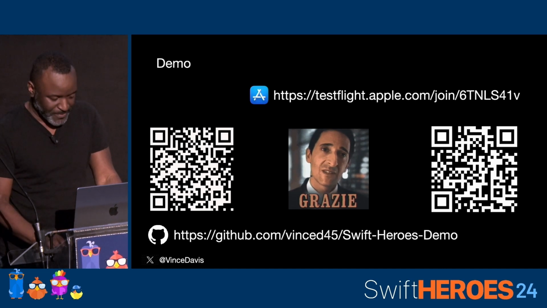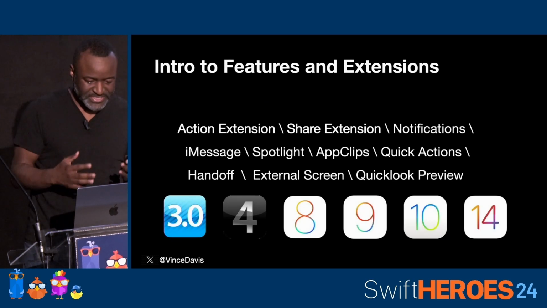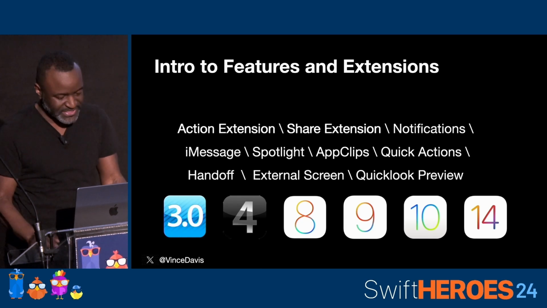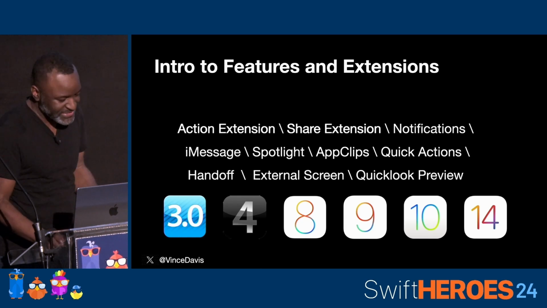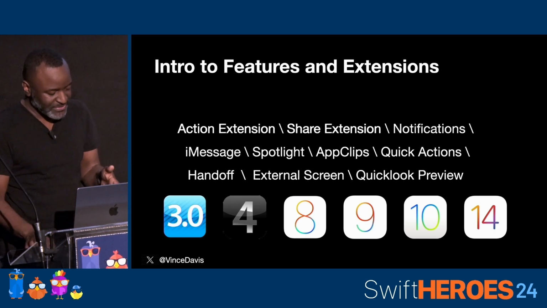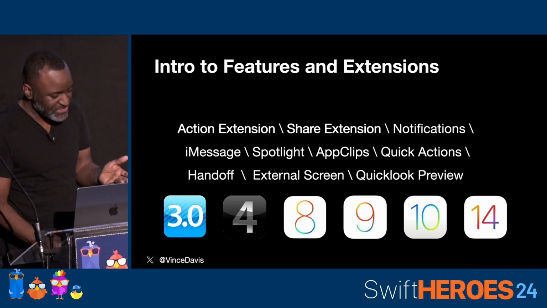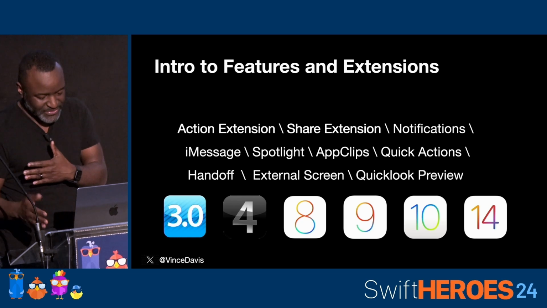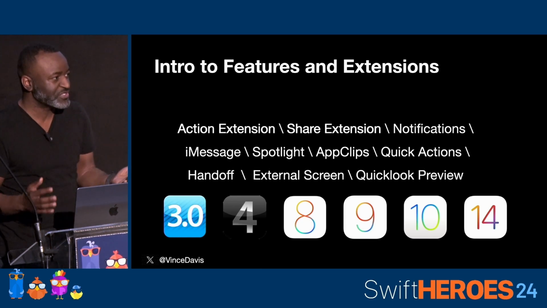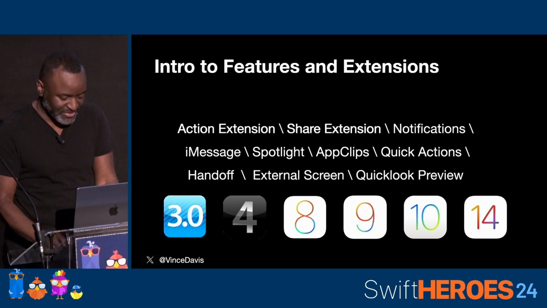All right. So this is the intro to the features and extensions. So these will be the ones that I'm going over again. There's action extension, share, notifications, iMessage, spotlight, app clips, quick actions, handoff, external screens, quick look preview. As you can see at the bottom, there's all these iterations where they actually came out, some as early as iOS 3 and as recent as iOS 14. So you would have had to been doing iOS development for over 10 years to have seen all of these over the course of iOS development.